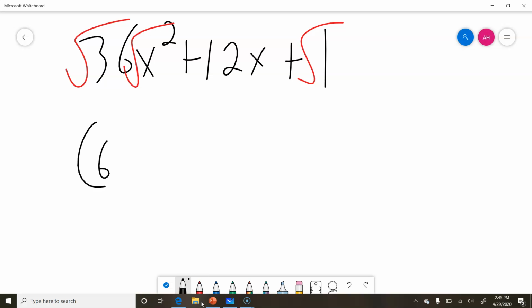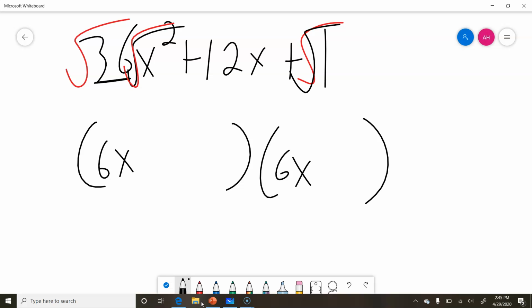So I'm gonna say, what's the square root of 36? It's 6. So there's my 6. What's the square root of x squared? X and x. What's the square root of 1? 1 and 1. And I look at here and I say, this is a positive and this is a positive. So there we go. 6x plus 1, right?